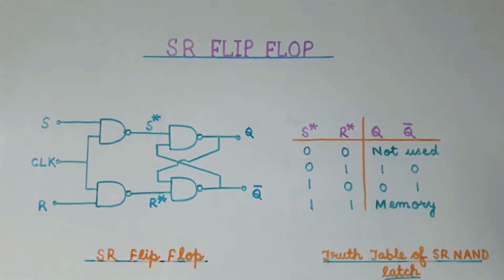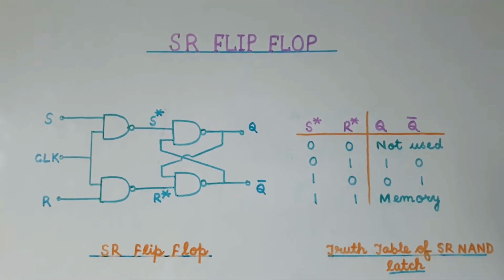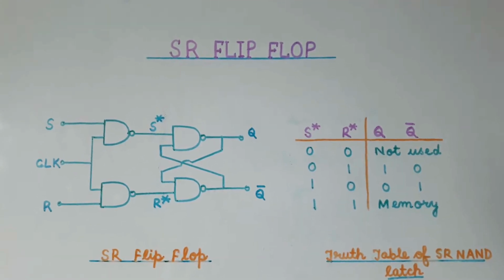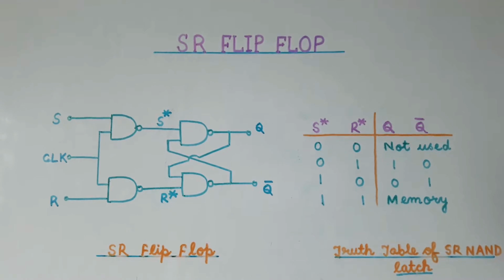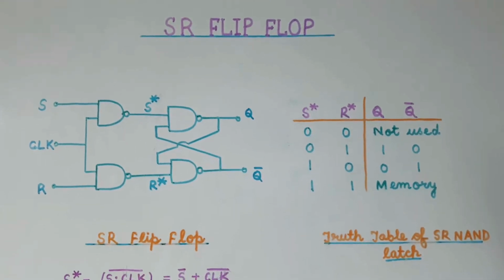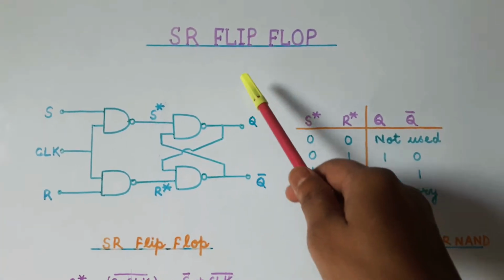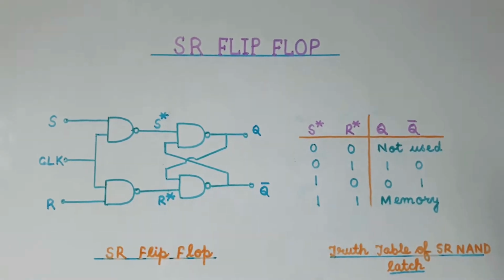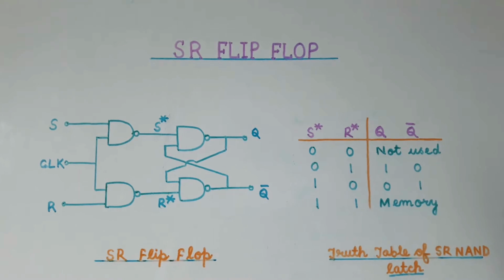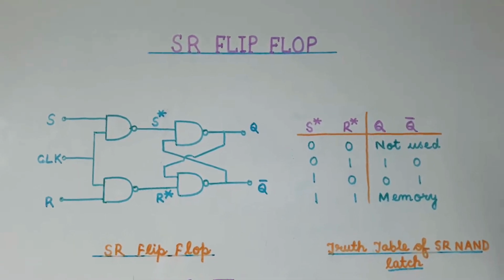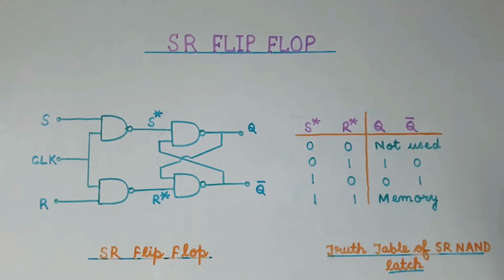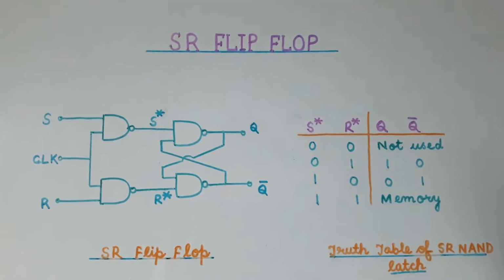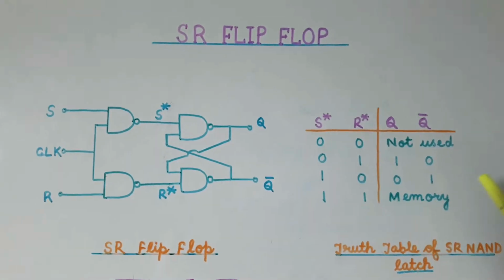In this presentation, we will see the working of SR flip-flop and we will also try to find out the truth table for SR flip-flop. From this figure, we can see that this part of the circuit is an SR latch using NAND gates, which we have already discussed in a previous lecture. We had also derived the truth table for the SR latch using NAND gates as shown in this table.